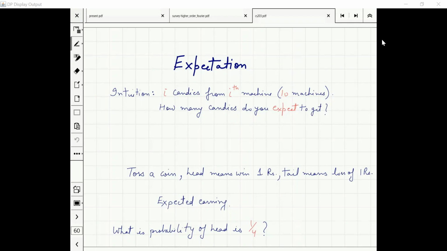So like, expectation is 5.5. Yeah, how did you get that? This was 1 plus 2 plus... 10 divided by 10. Is that correct? Yes, sir. Right. So you took an average, right?